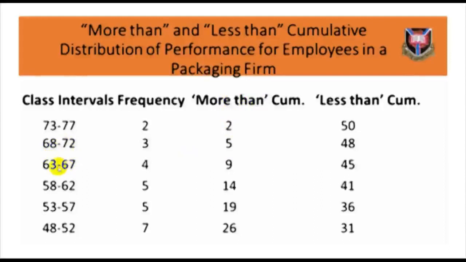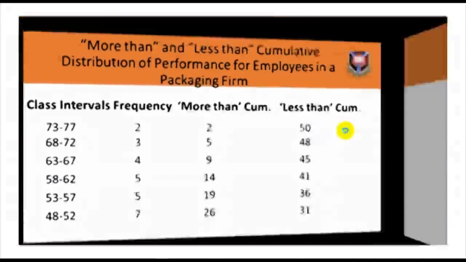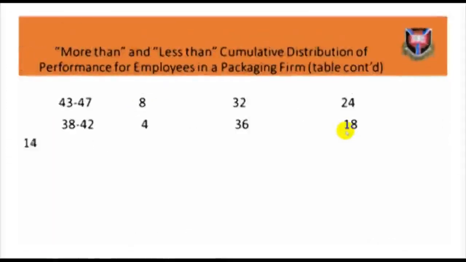For the interval 68 to 72, the frequency is 3, and it is interpreted that 3 employees scored between 68 and 72. The number of employees whose scores are 68 and above will be 2 plus 3, which is equal to 5. So, 5 appears as the more than cumulative frequency for the interval 68 to 72. For the interval 63 to 67, it is 2 plus 3 plus 4, which is equal to 9. The successive addition continues until the class intervals are exhausted.